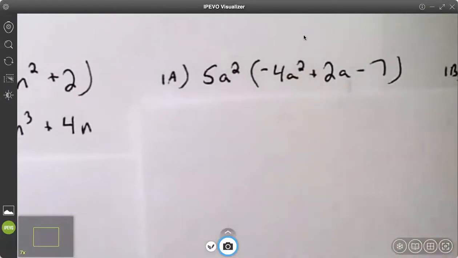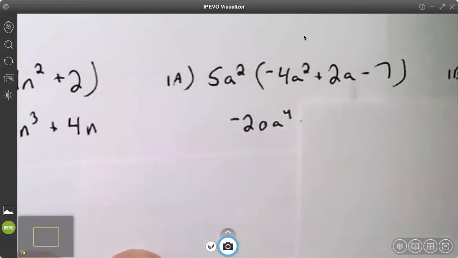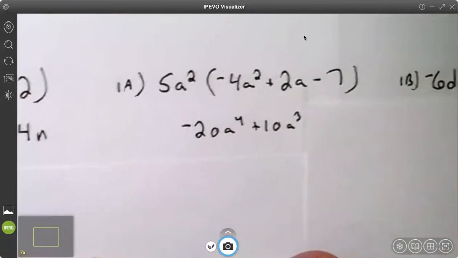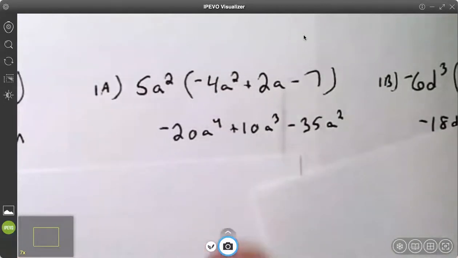Try 1a. On 1a, when you distribute the monomial to all three terms in parentheses, you get negative 20a to the fourth, positive 10a to the third, and negative 35a squared. You have a trinomial with a degree of 4 and a leading coefficient of negative 20.